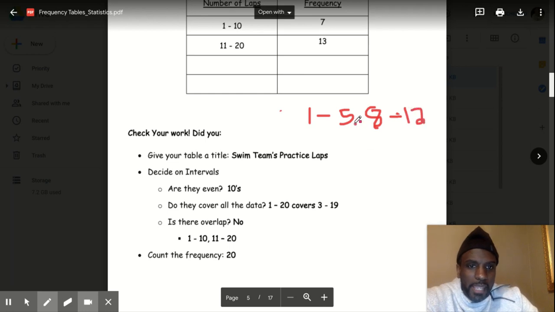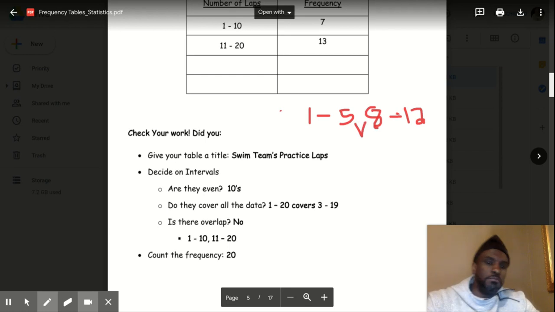There's a gap, and the gap is right here. Bam. You did not look at 6. You did not look at 7. There's a gap right there, okay? Now, this is an example of a gap. You got to cover every number in your range.